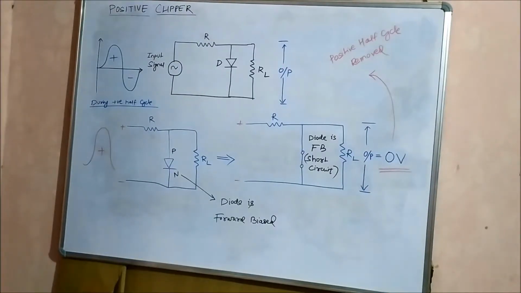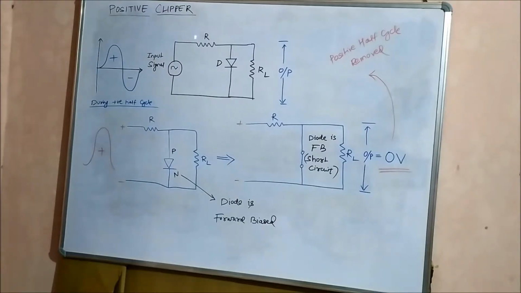As you can see here, we are going to discuss the positive clipper circuit, which is used to remove the positive half cycle from an AC signal. So this is the circuit diagram of a positive clipper. Here, first, this is the input AC signal, consisting of both the positive and the negative half cycles.